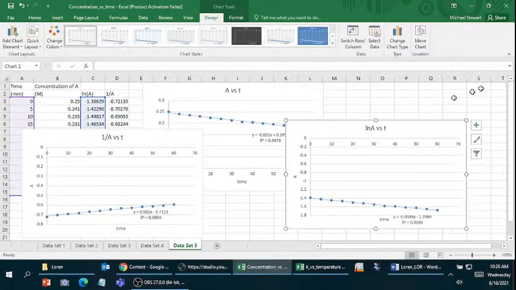I know they're a little hard to see on the screen. It's the best I can do for you. But if you take a look at it, the R squared here is best for the natural log versus time. So that tells us that this is a first order reaction, because if we look at the zero order and the second order, this R squared is lower.